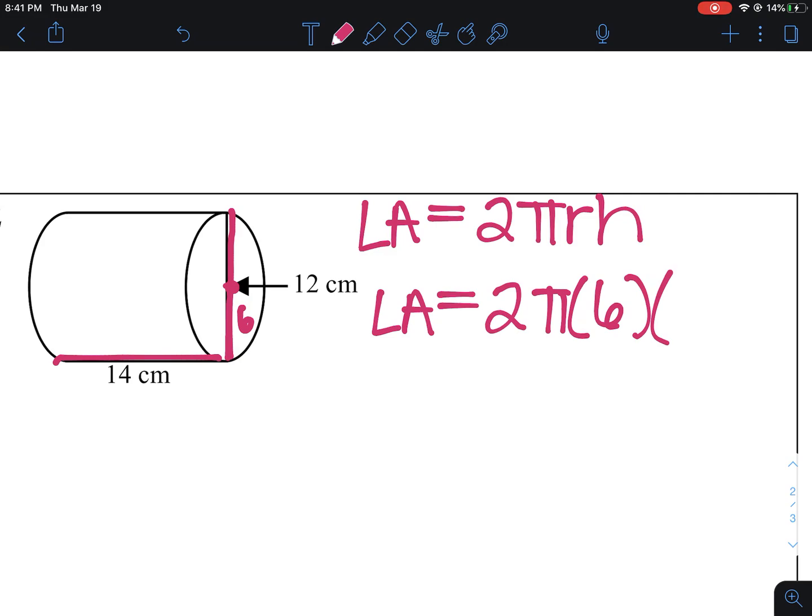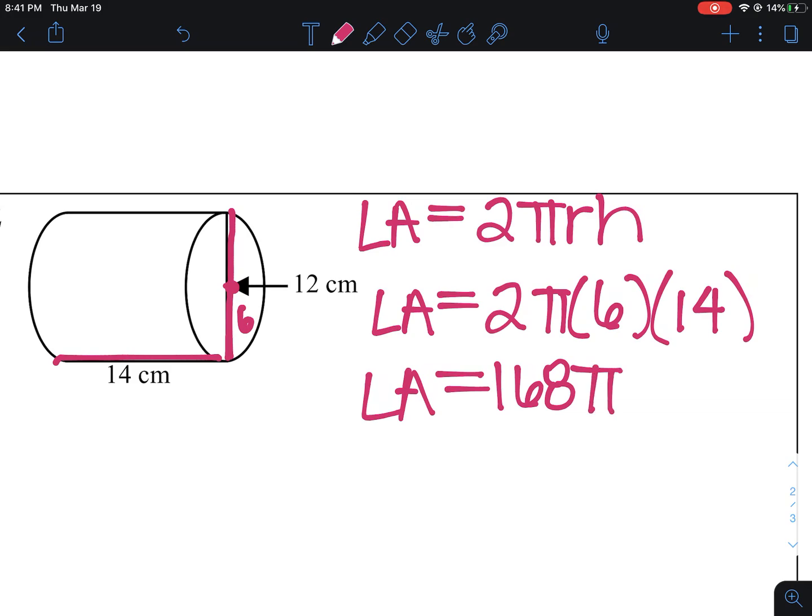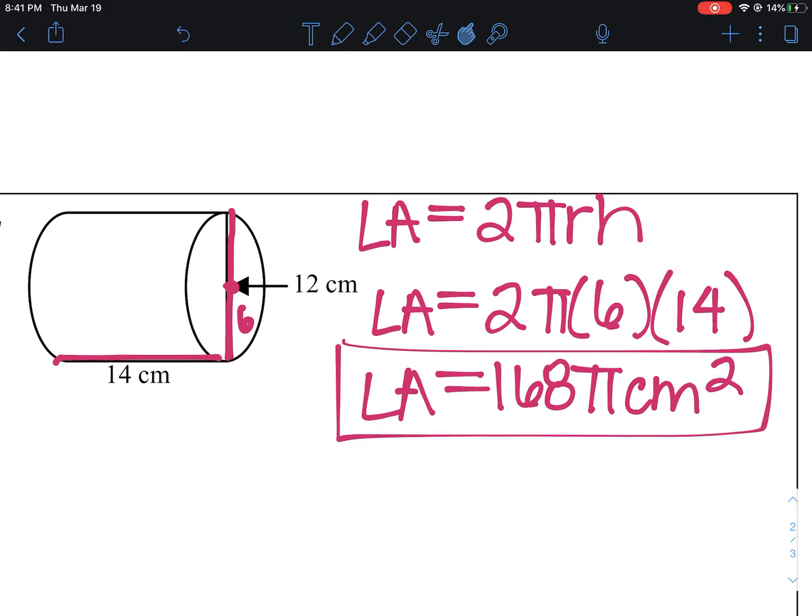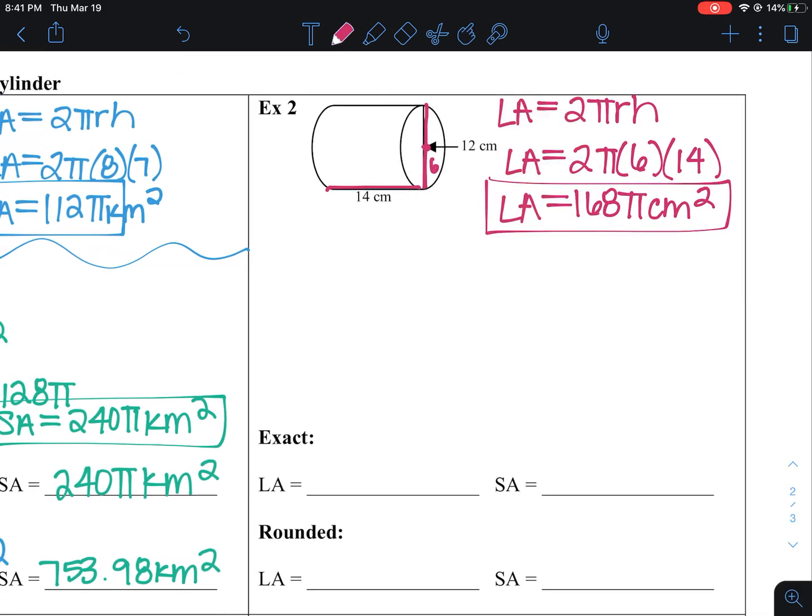Notice how this time the cylinder's on its side. So the height is from base to base, right? So that height is 14. So when you do 6 times 14 times 2, that is 168 pi. And it's centimeters squared. So that's our lateral area. Let's put it down here. 168 pi centimeters squared. And that's the exact answer.